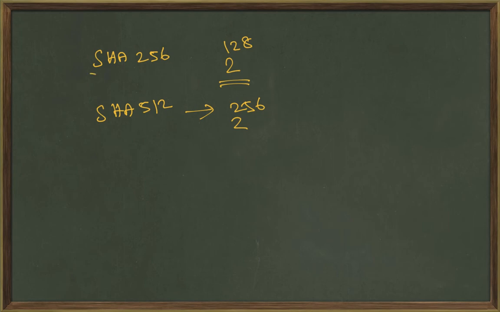So nowadays, SHA-256 is the minimum requirement for a hashing algorithm. You should not use anything less than this. Okay. If you start any new project, the minimum SHA that you must use is SHA-256.